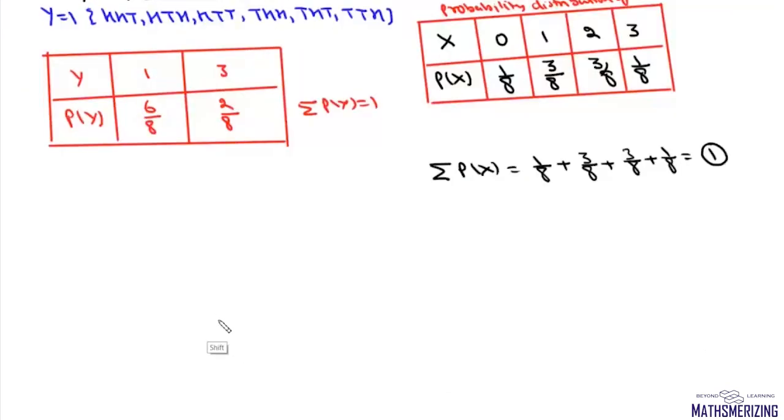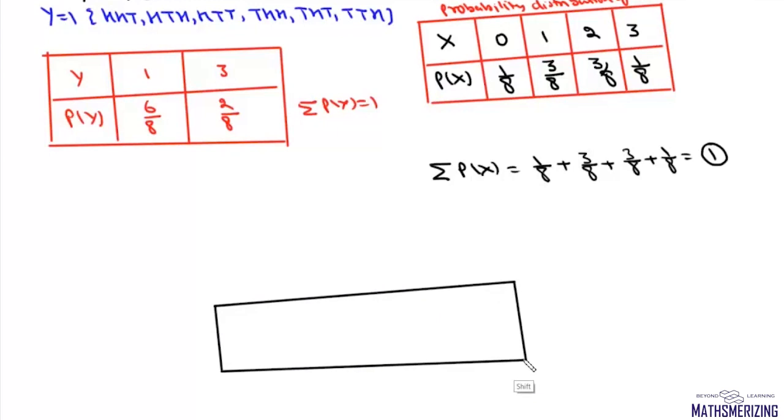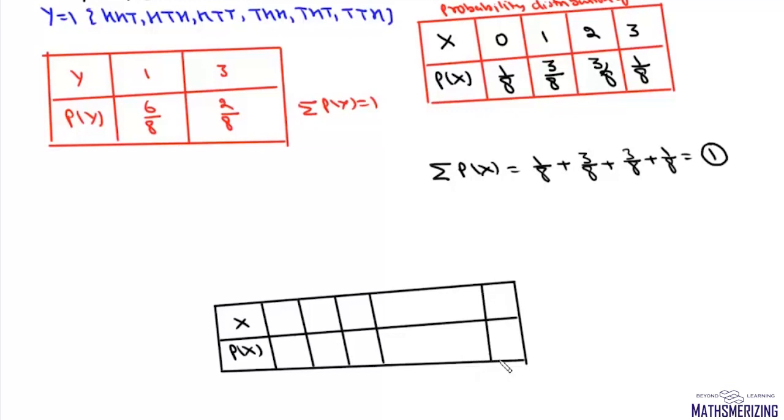So for any random experiment, we'll define a random variable, and for that random variable we'll create this table with x and p of x, and we're going to write the values of the random variable with their corresponding probabilities. Say x1, x2, x3 up to xn, and their probabilities are p(x1), p(x2), p(x3) up to p(xn).